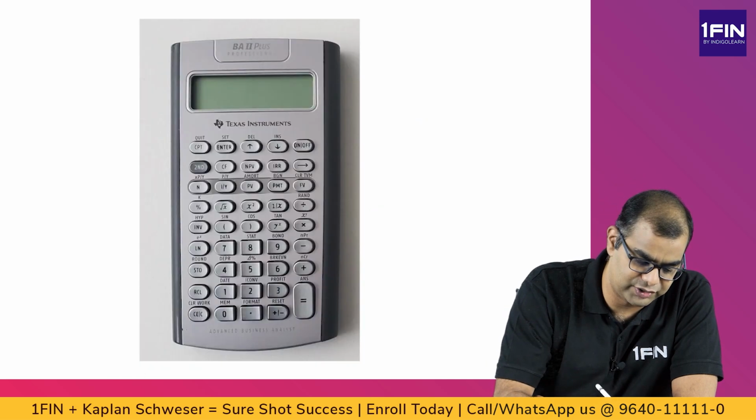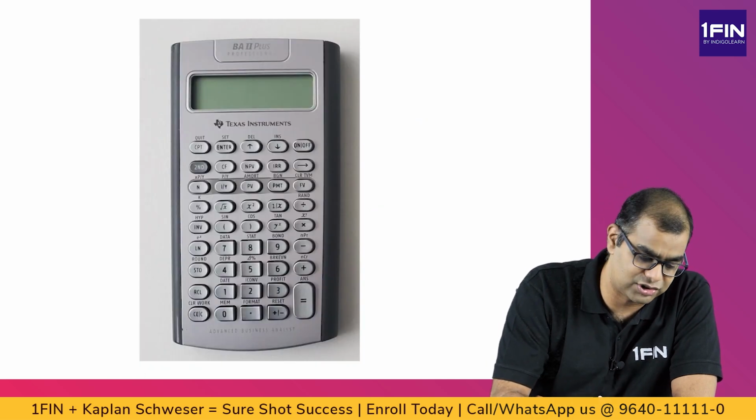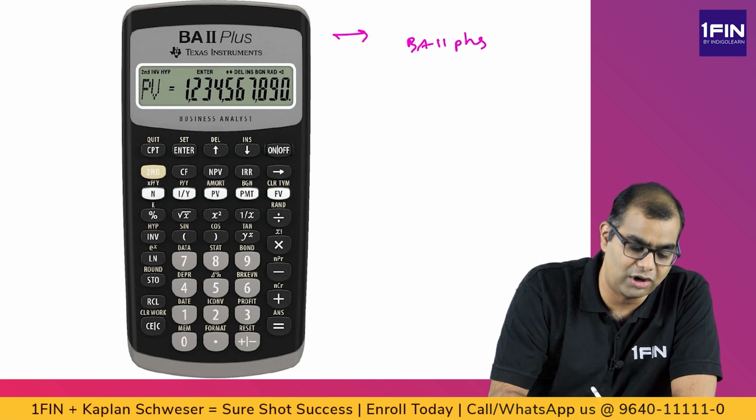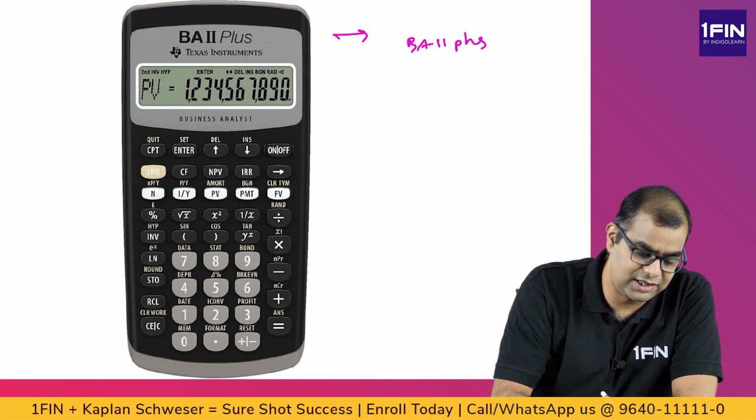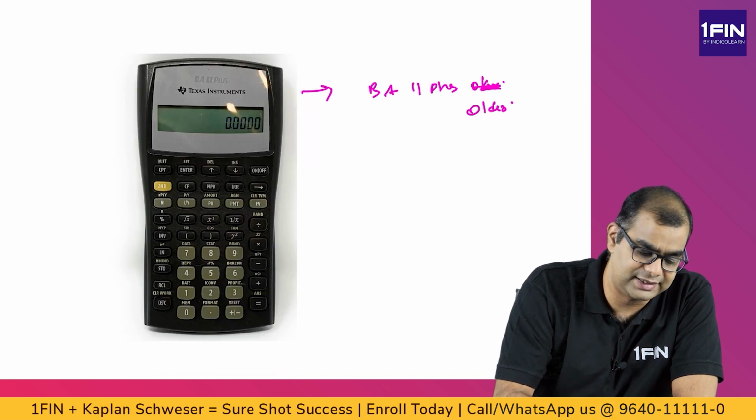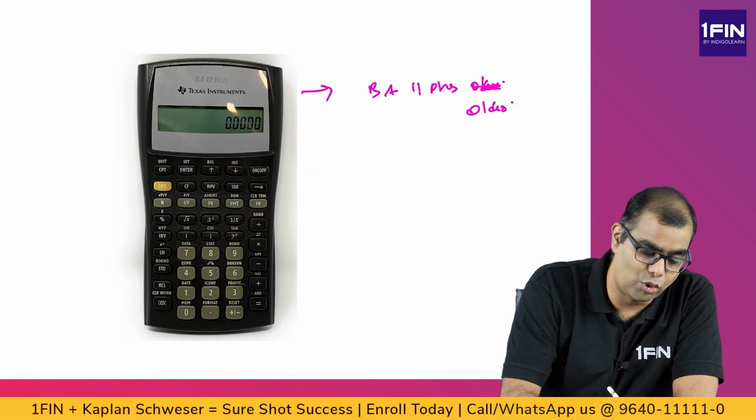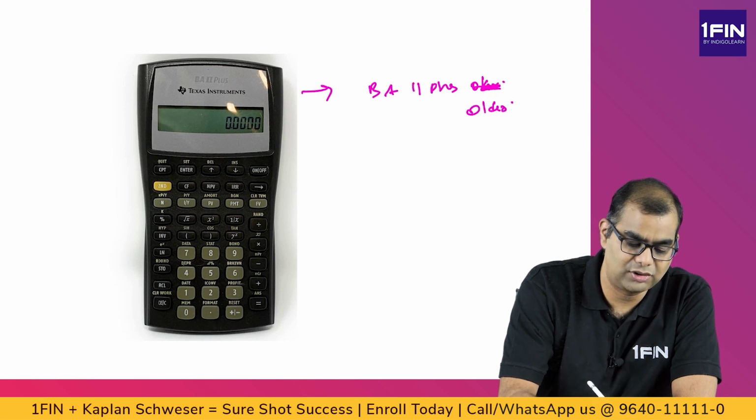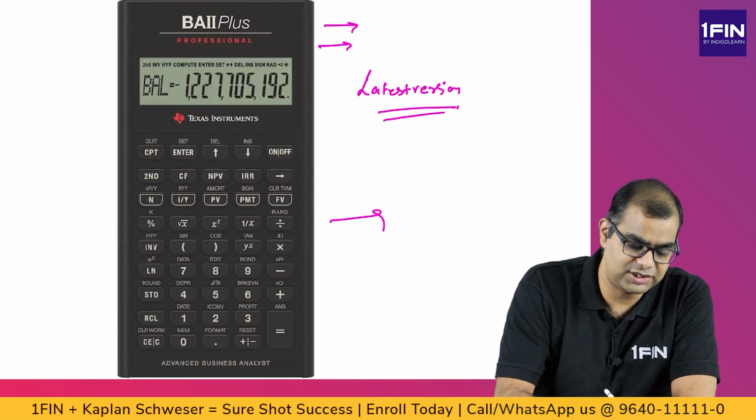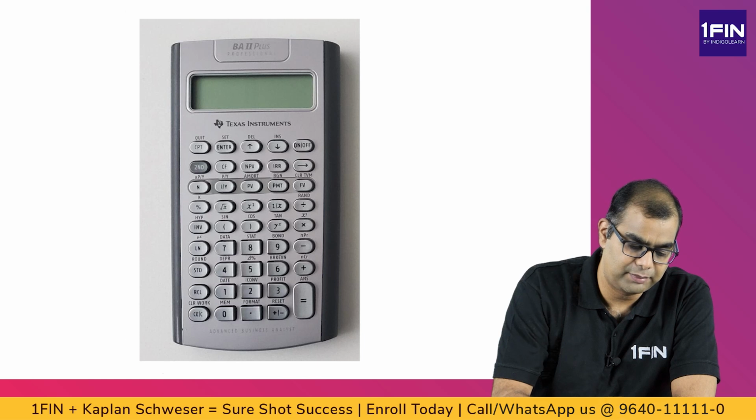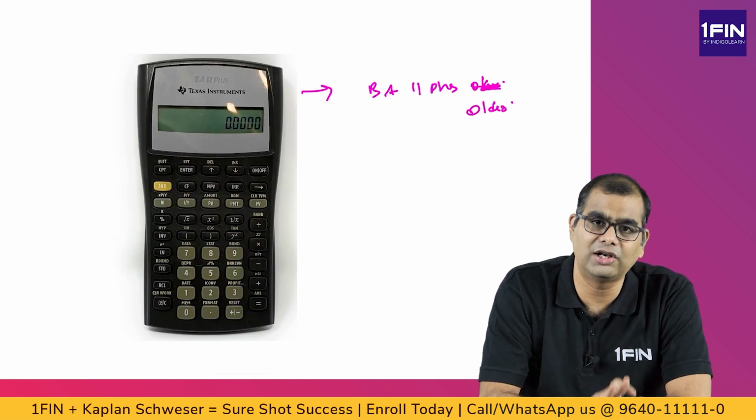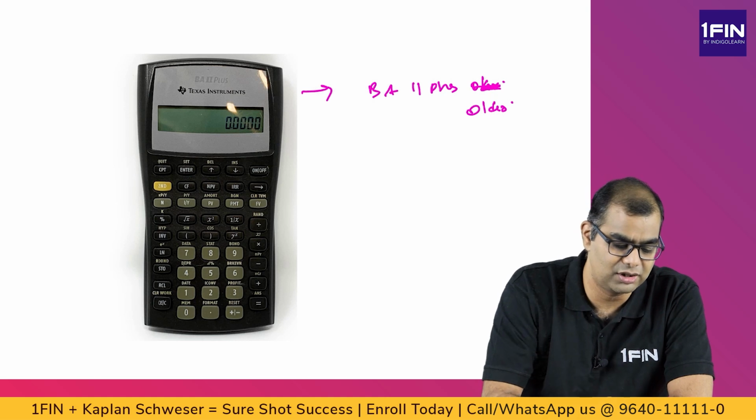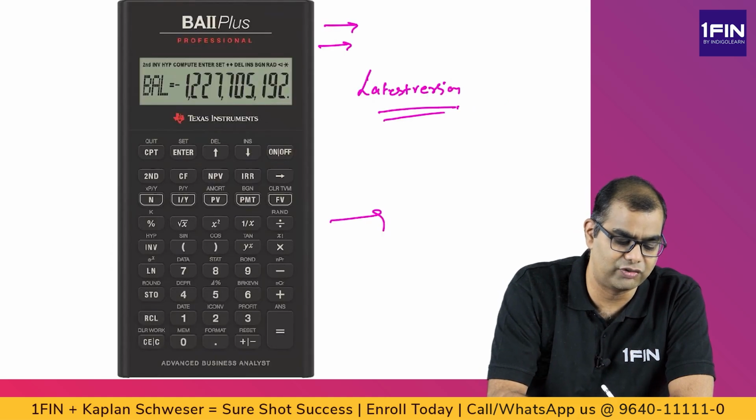This is the new version, this is the old version, and there are older versions also, BA2 Plus older version. So, this is the normal BA2 Plus Professional, this is the BA2 Plus, and this is the BA2 Plus older version. Okay, so professional latest, professional old, plus latest, plus old. So you can buy anything, it doesn't matter. All of them have similar functions. My suggestion, whenever you have something latest, go for this.